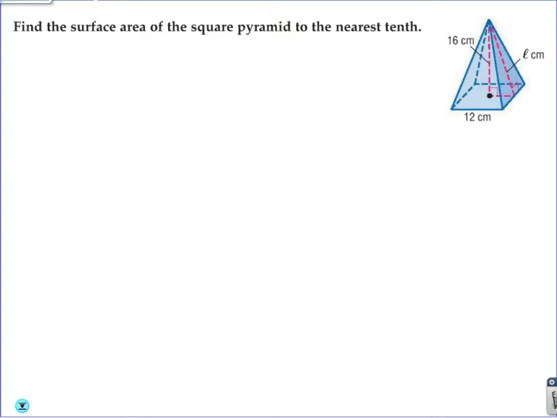First problem. Find the surface area of the square pyramid. The square is on the bottom. So find the surface area of the square pyramid. Surface area is equal to, let's find lateral area first. The area of the sides is equal to 1/2 PL, which is 1/2 times the perimeter of the base. Each side of the base is 12, so 12 times 4 is 48. Everybody see where that came from? 12, 12, 12, and 12. Times L, which is the slant height.